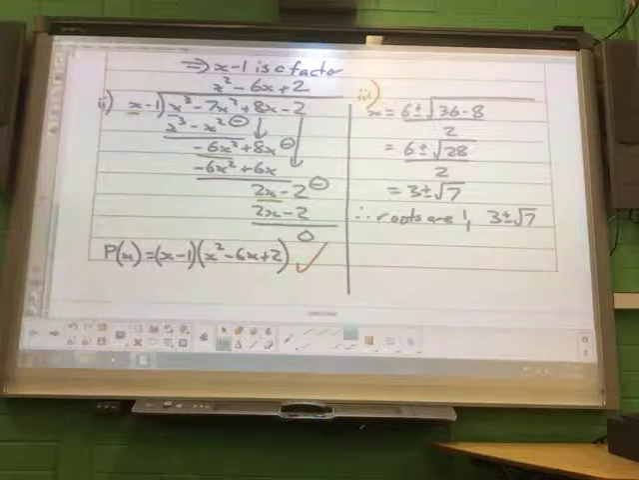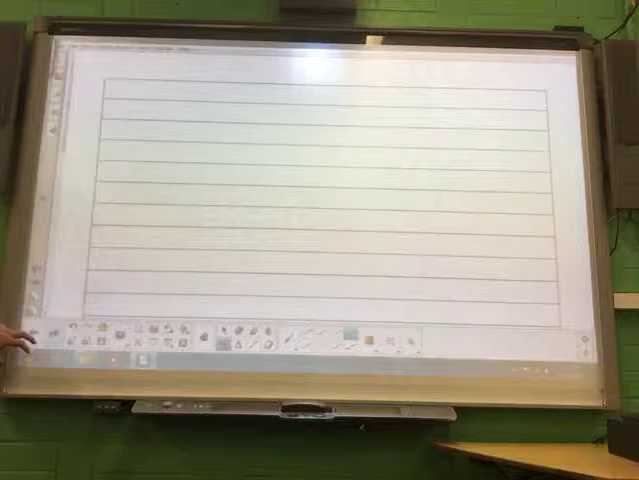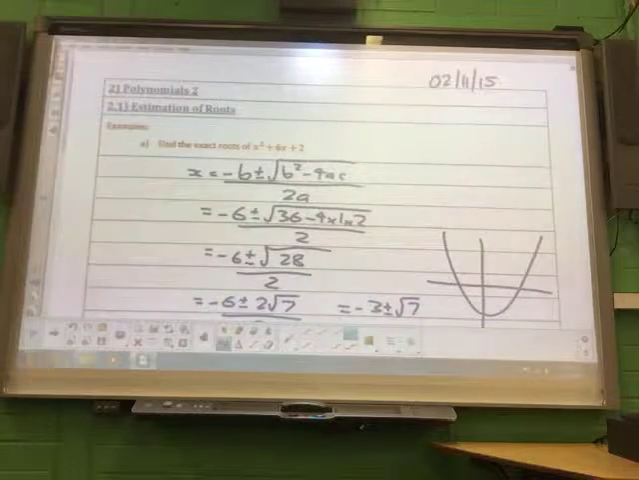Alright, so that's algebra that we have covered before. What we are going to look at in this topic is some techniques to approximate your roots. Okay, any questions there?